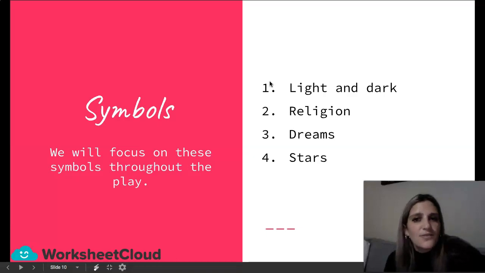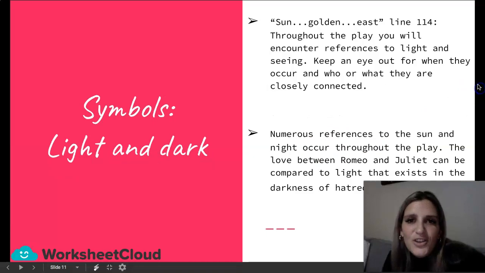Okay, so we will always focus on these symbols. I have mentioned them before: light and dark, religion, dreams, and stars. So the light and dark symbols, we're going to look at them: sun, gold, and east. Throughout the play, you will encounter references to light and seeing. Keep an eye out for when they occur and who or what they're closely connected to. Numerous references to the sun and night occur throughout the play.